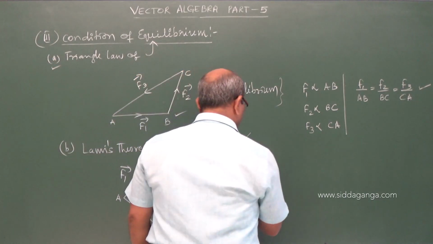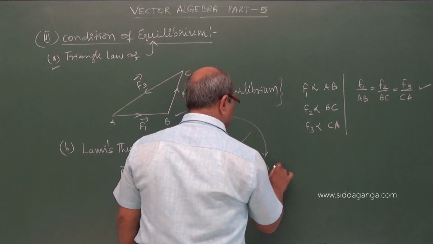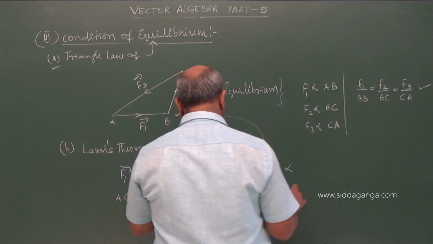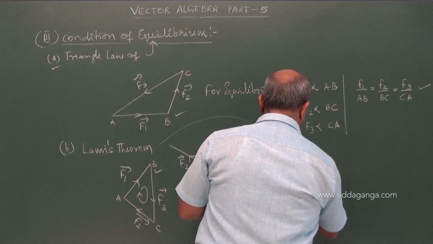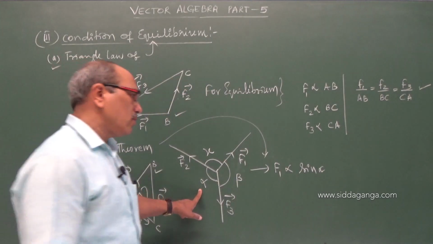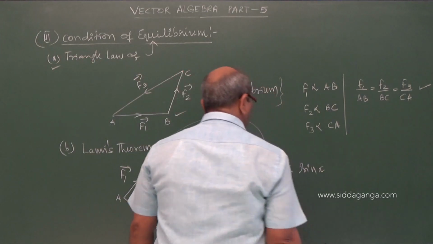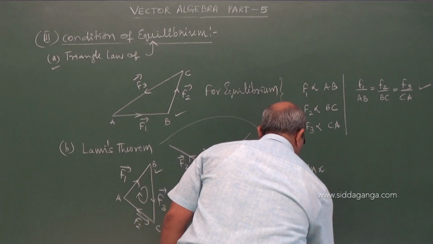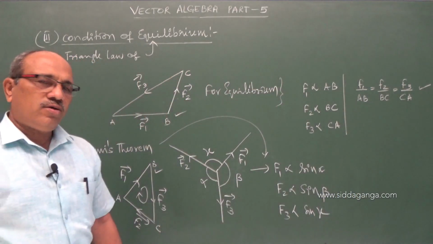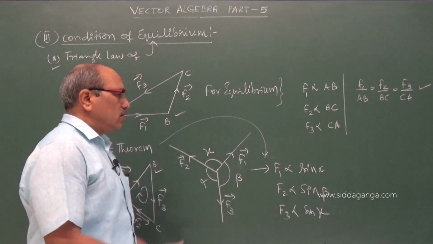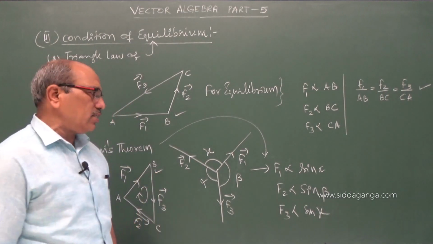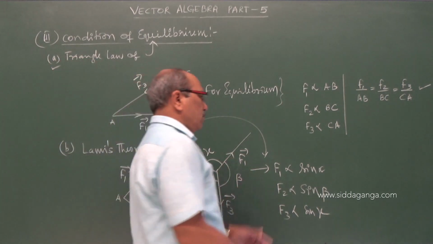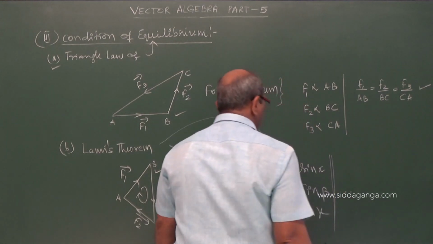Also here, the Lami's theorem statement is that each force is directly proportional to the sine of the angle between the other two. F1 is proportional to sine alpha, F2 proportional to sine beta, F3 proportional to sine gamma. This should be satisfied. We can prove this, but I am not going into that. Only the importance necessarily for physics and what is in the syllabus. This much knowledge is enough here. In maths, when you study vectors, you will prove this.